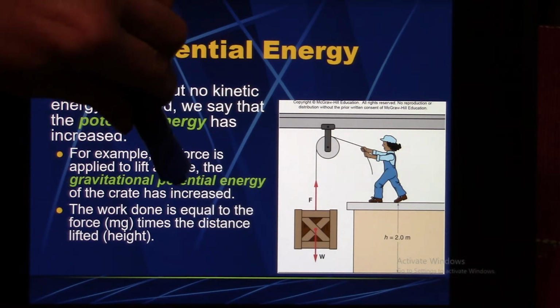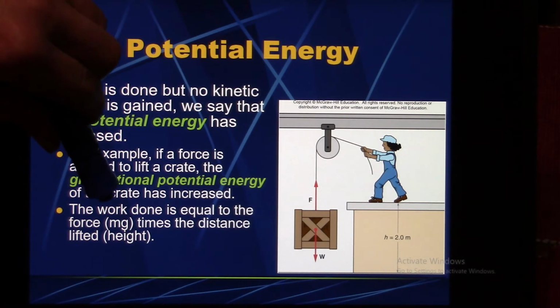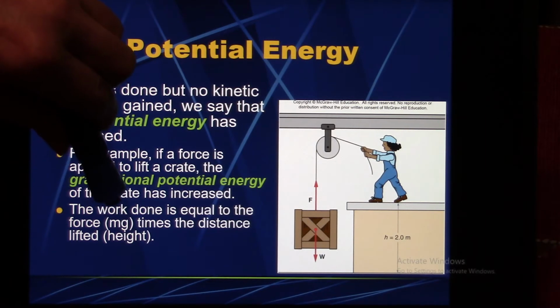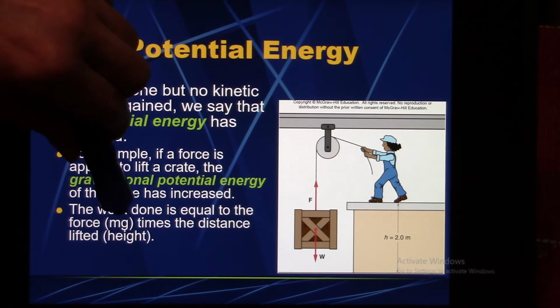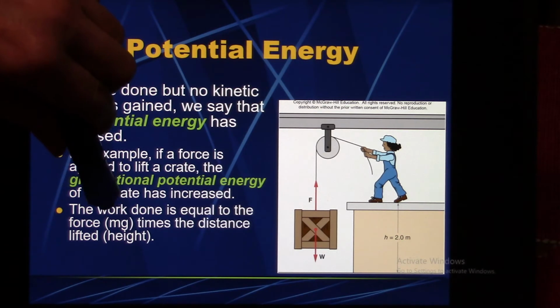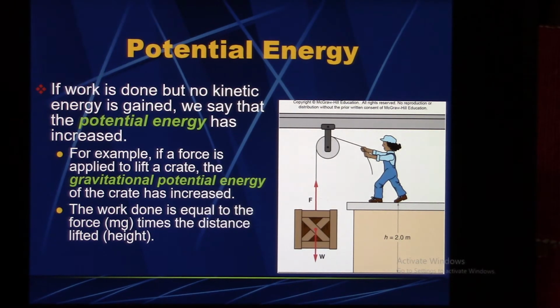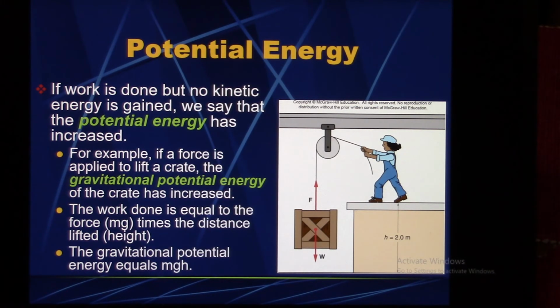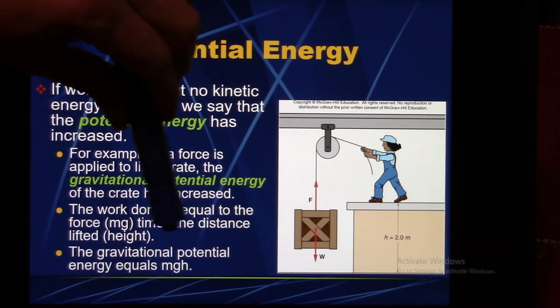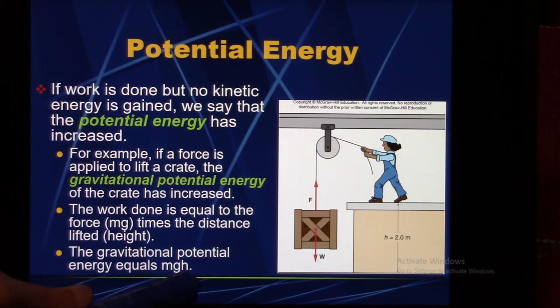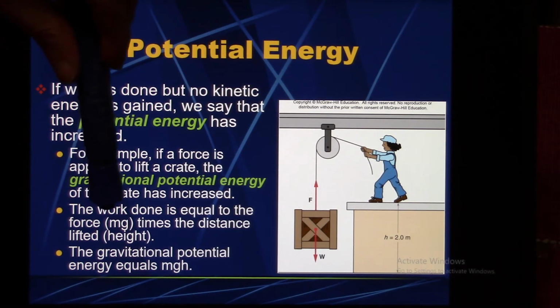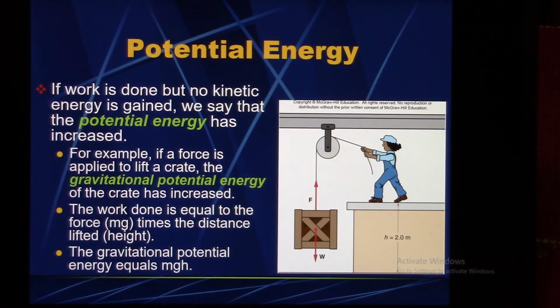So work done is equivalent to the force, the mass times the gravity. Force is equal to mass times acceleration, but g is the acceleration due to gravity, times the distance, so mgh. The gravitational potential energy equals mgh. h is the height. So the gravitational potential energy is force, mg, times height, okay?